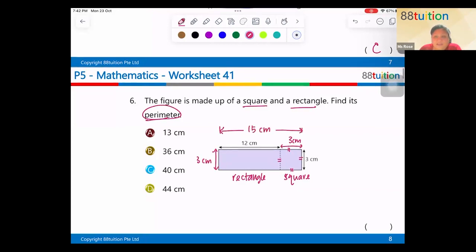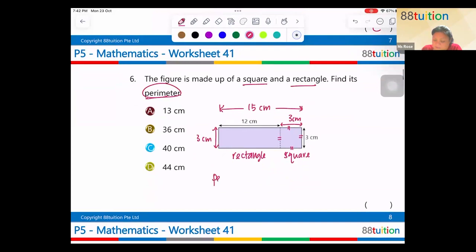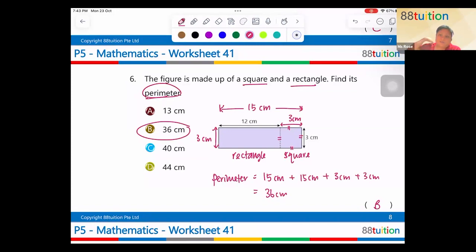You're supposed to find the perimeter. So anyone, what's the perimeter? You tell me. Yes, thank you, Rachel. You just have to add up the two lengths, top and bottom, plus 3 and 3 to give me 36 cm, which is B. Okay, so Rachel, Remus, and Bella, thank you.